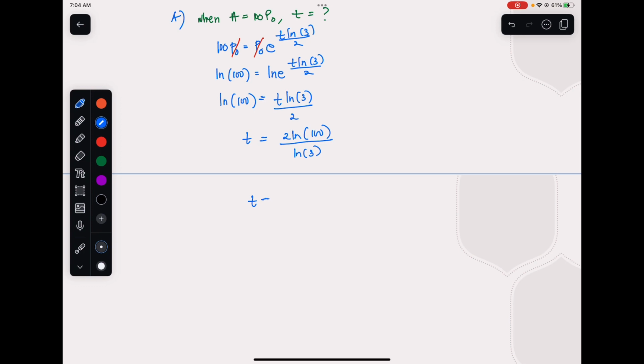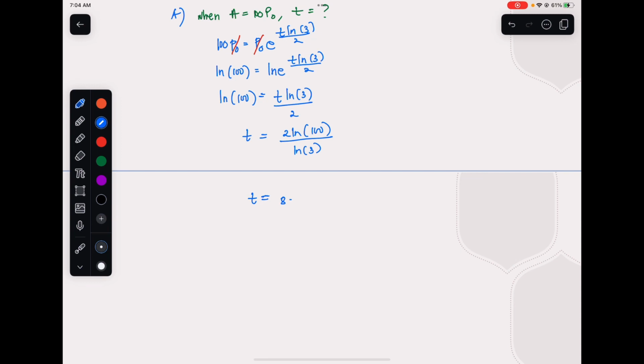So t then will be equivalent to 8.38 hours. So t is equal to 8.38 hours. But then that's not the question.